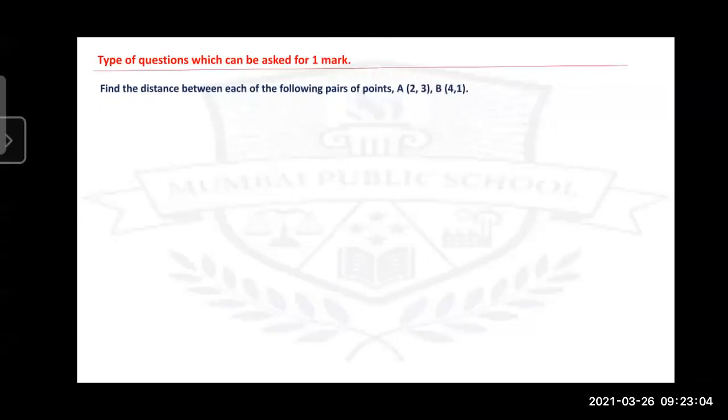The type of question which can be asked for 1 mark: find the distance between each of the following pairs of points. So here 2 points are given, A and B. Take point A as (x1, y1) and point B as (x2, y2). Then apply the distance formula, that is, distance AB is equal to square root of (x2 minus x1) square plus (y2 minus y1) square.